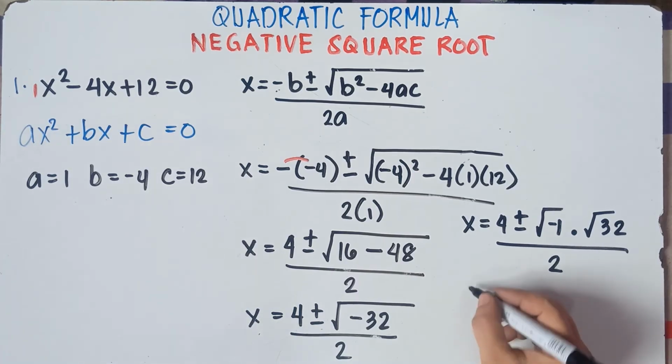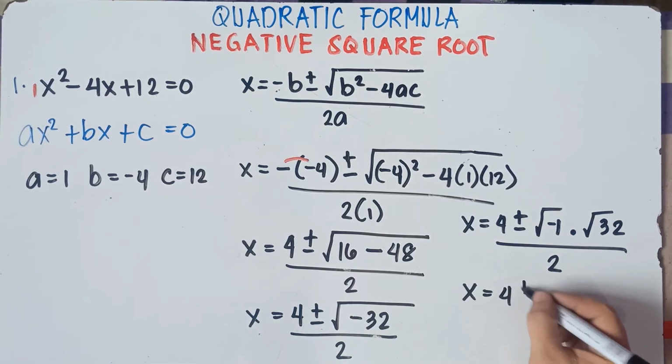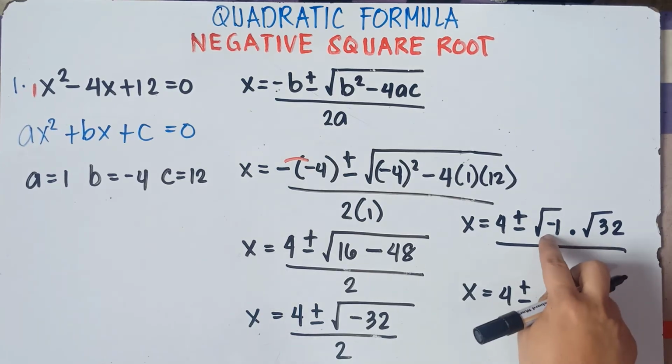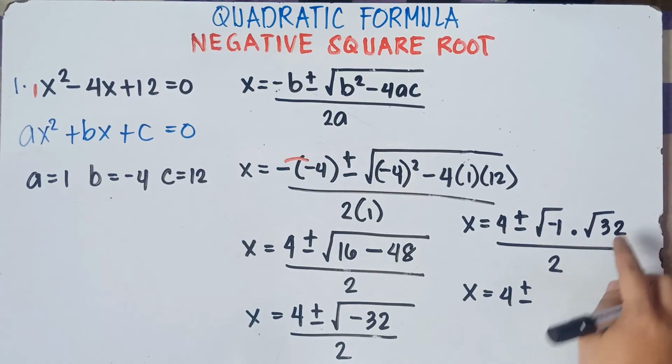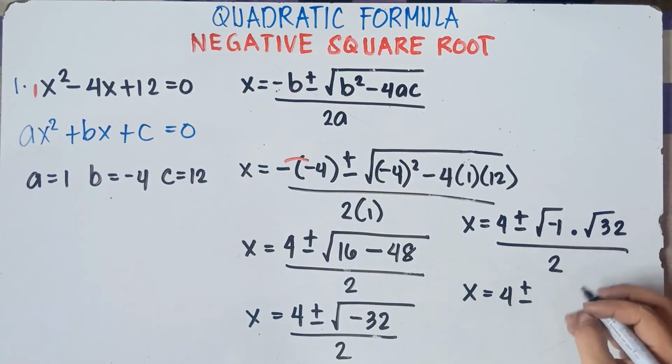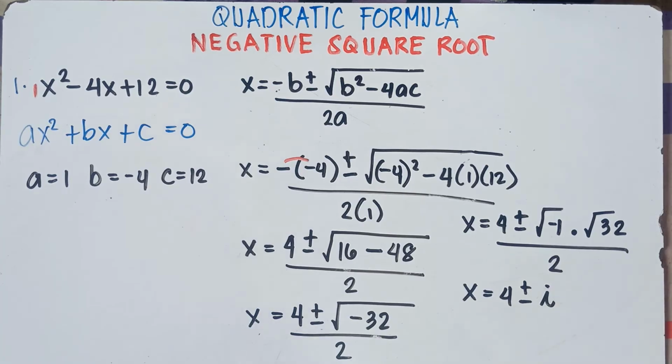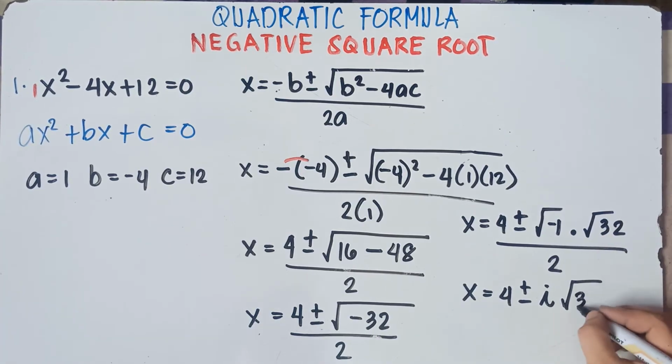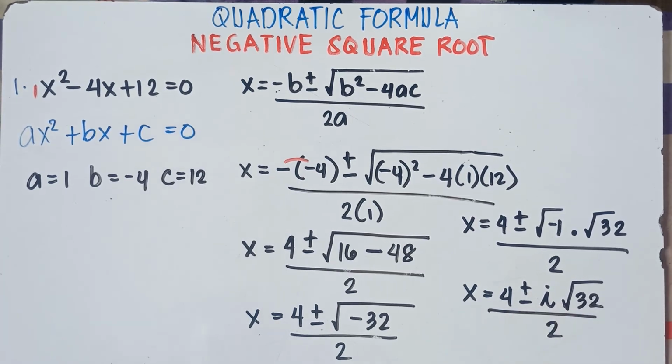Alright, so this will be x equals 4, positive, negative, the square root of negative 1 times the square root of 32, that would be the square root of negative 32. And the square root of negative 1, that is i. So we can write i, and then simplify this one too. Let me just copy this one first: square root of 32 over 2.